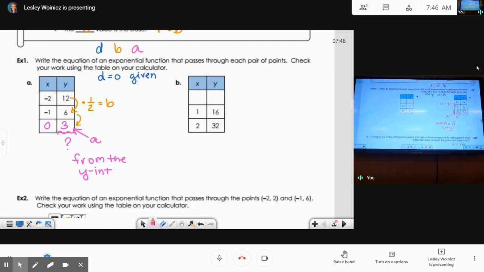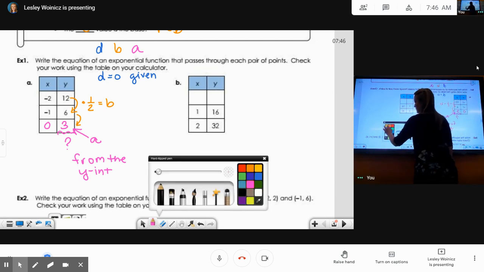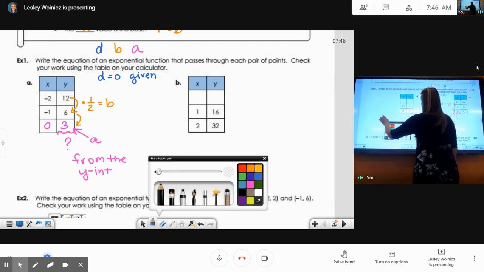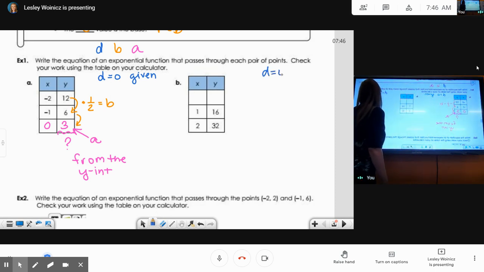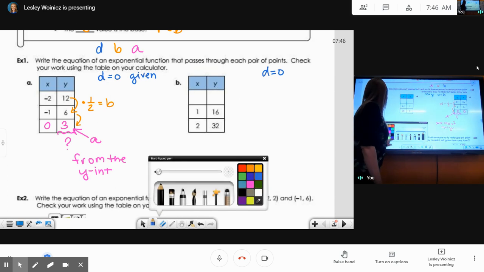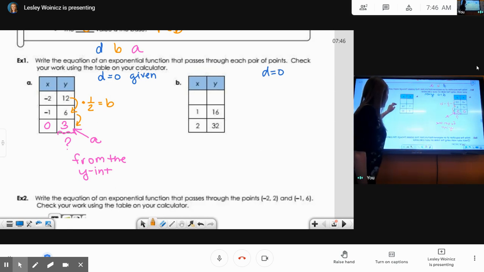Okay, look at this one. We are going to say that d is 0 because that's just what I told you. And then I'm going to find my multiplying pattern. So to go from 16 to 32, well, that's doubling. So I'm multiplying by 2, and that is my base.